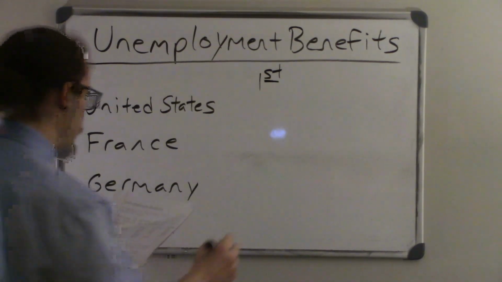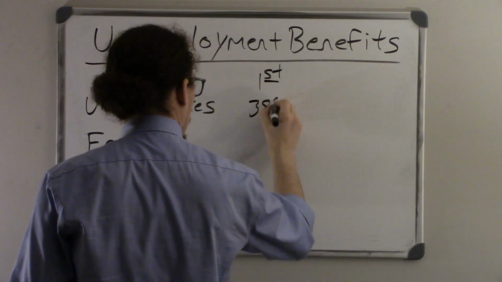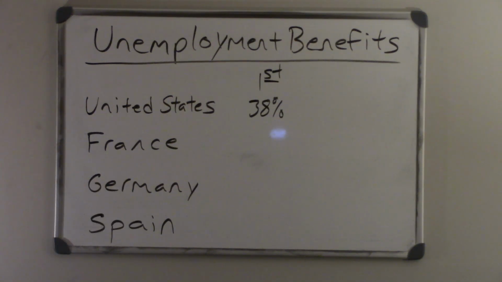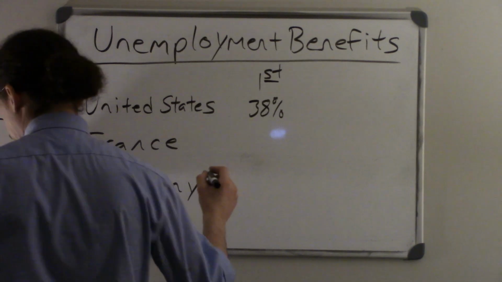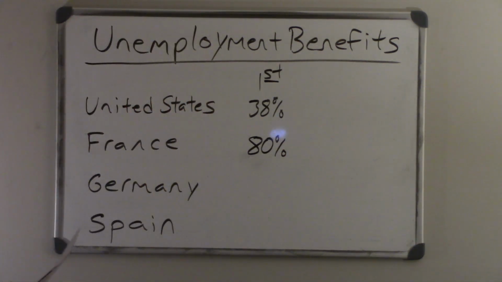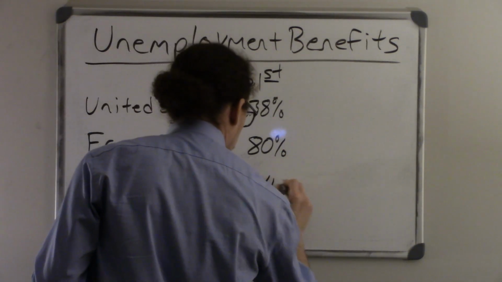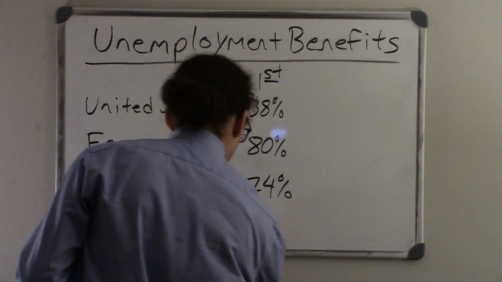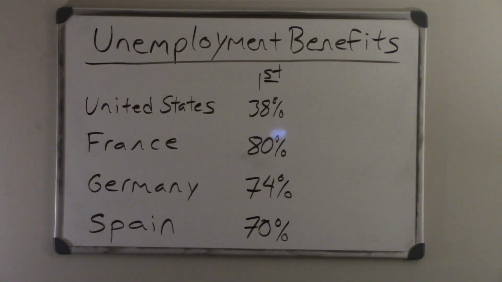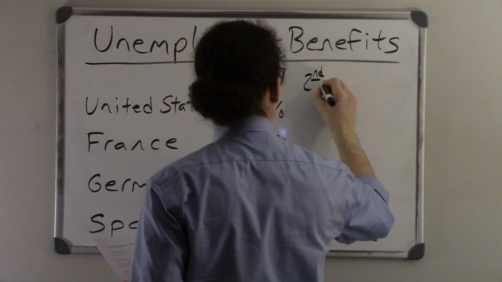In the first year, in the United States, you get 38% of your take-home pay in benefits. Pretty low. I would not want to have to live off of 38% of my salary. In France, it's 80% for the first year. In Germany, it's 74%, and in Spain, it is 70%. Actually, before I start yammering on, let's go ahead and fill in the rest of this.